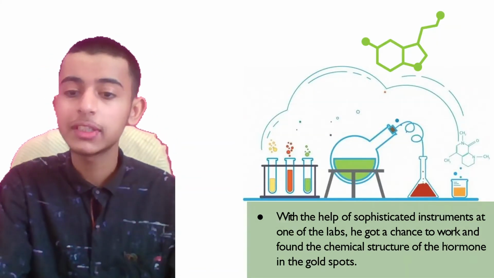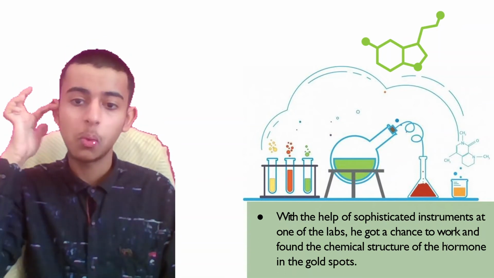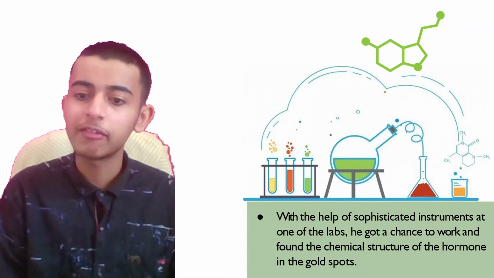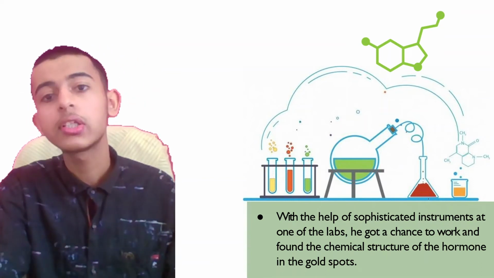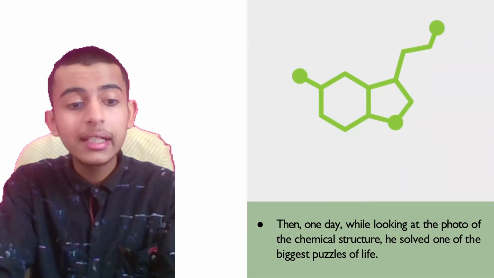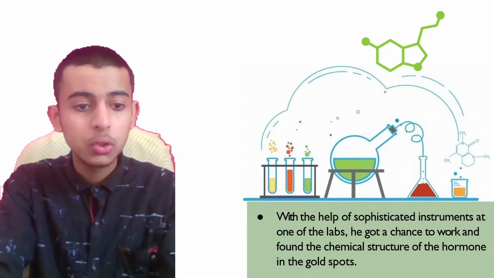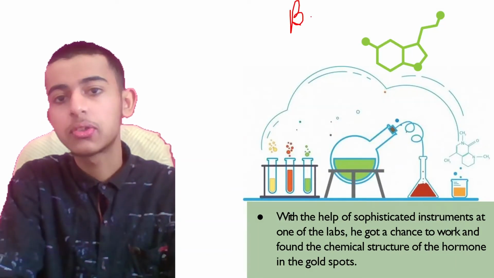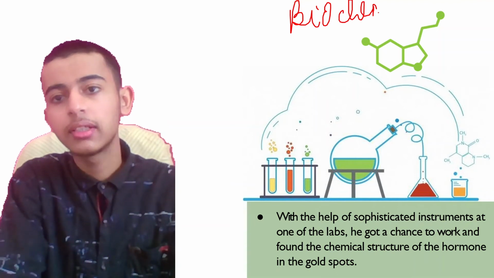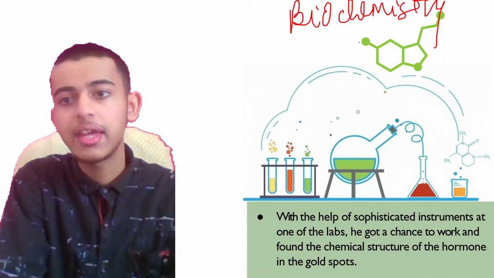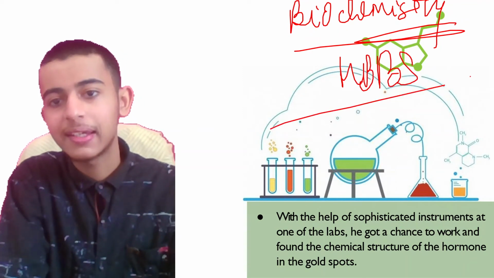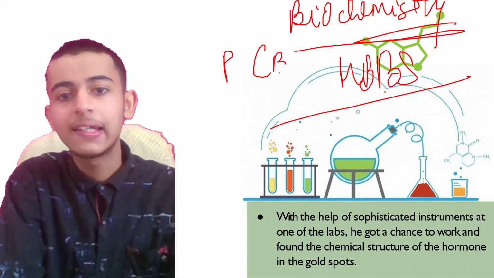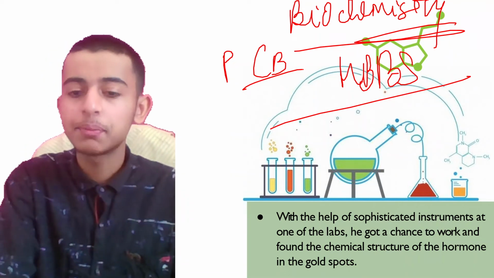With the help of sophisticated instruments at one of the labs, he got a chance to work and found the chemical structure of the hormone in the gold part. So this chemical structure showed the biochemistry. This is biochemistry, guys. Very, very important. You'll read it in MBBS if you get into it, if you take PCB, right? Awesome. Let's move on.